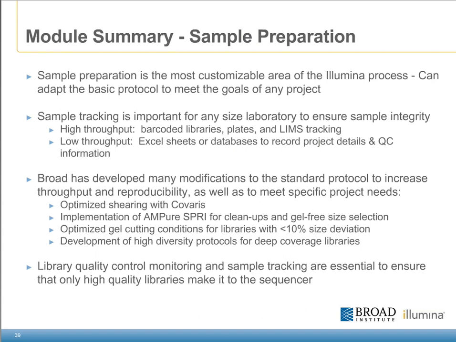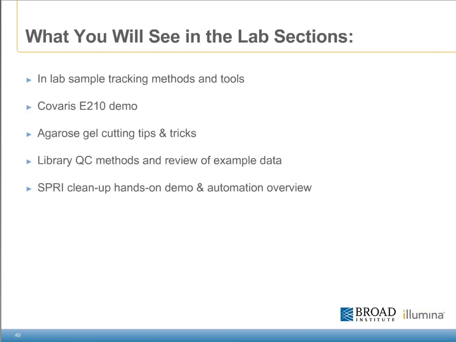What you'll see in the lab section of this module is some in-lab sample tracking methods and tools that we use. You'll also see a demo of the Covaris E210. You'll see some gel cutting tips and tricks, as well as the special gel cutting tool we've developed. You'll see some library QC methods and some example data. You'll also see a demo of how SPRI works in the lab and an overview of some of the automation tools that we use here at the Broad.